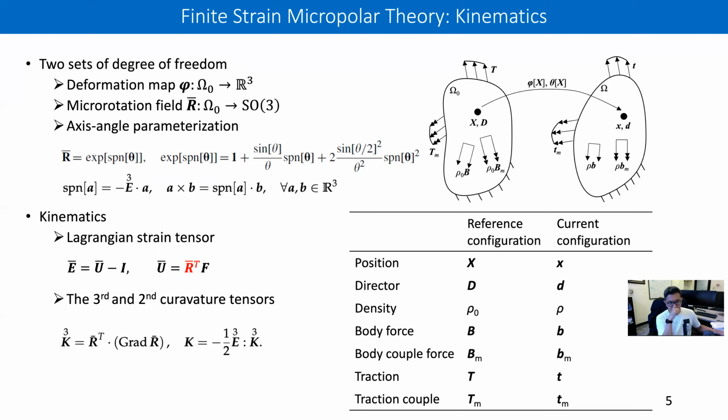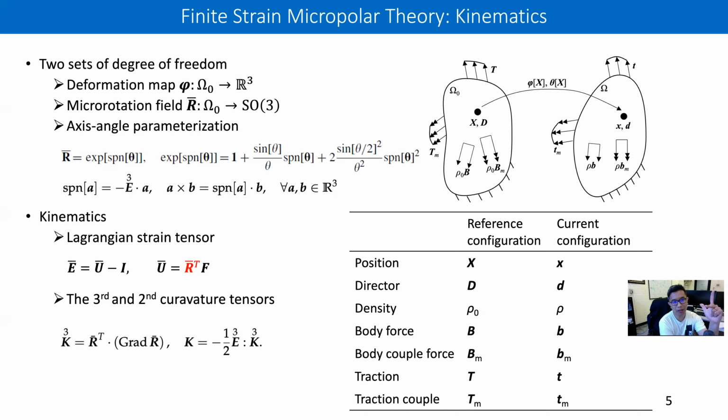The new thing that requires us to add a new degree of freedom to represent the microstructure is the second one, the microrotation field. The microrotation field is actually a rotation. Rotation is in the special orthogonal group. So what it actually does is allow the director D to be rotated in the reference configuration. So for a point, let me use three orthogonal bases to represent the orientation.